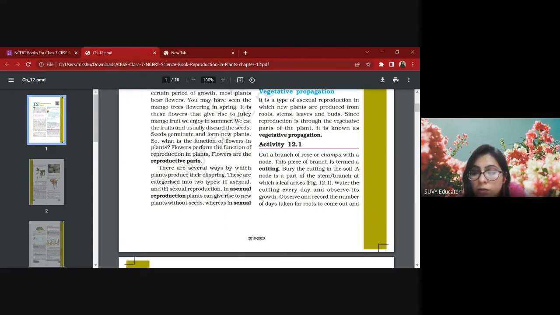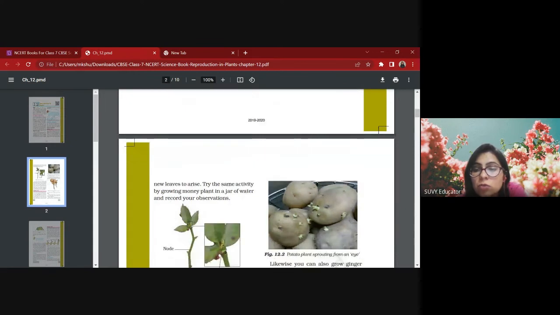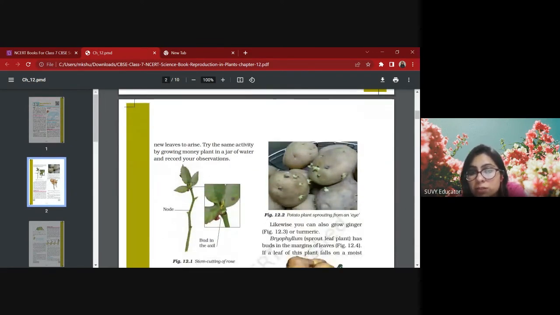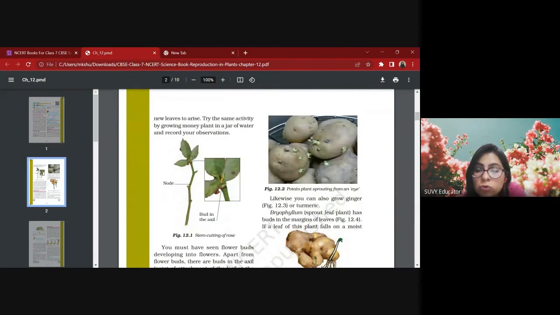Okay. For example, with some plants, if you cut one portion, one leaf or one stem, and grow that portion in the soil, that portion will give rise to a new plant. Just like ginger, you have seen ginger. You cut one portion of the ginger and grow it in the soil. After some days, it will take a longer time, it will grow into a complete ginger plant. Okay, not overnight. It will take some time.